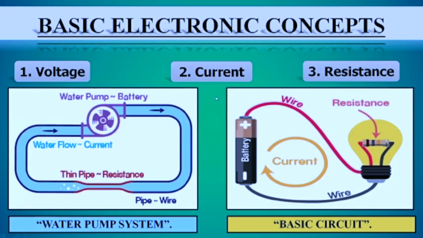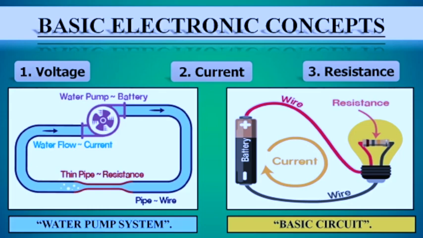Okay, now coming to the basic electronic concepts. We have three most basic electronic concepts. First one is voltage, second is current, third one is resistance. You can see on the screen that there are two images. First is the water pump system and second is the basic circuit. So you can relate the water pump system with the basic circuit.